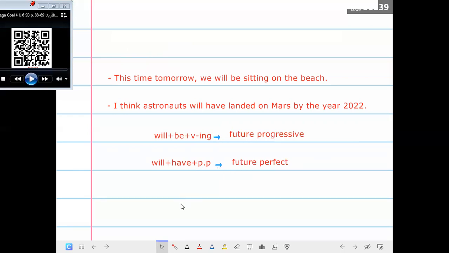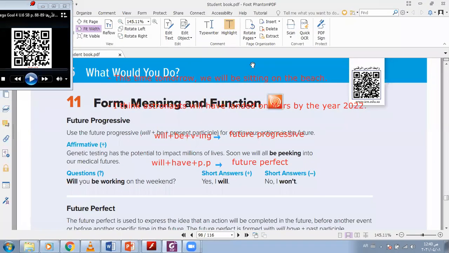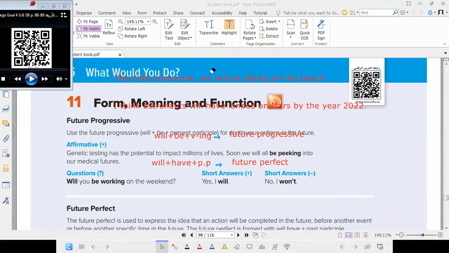ممتاز يا شباب. طيب now let's go to your student book on this page to see or watch or revise what we said. نراجع بس اللي احنا قلناه كده مع بعض في كتاب الطالب. طيب لو ركزنا كده بيقول لي الفيوتشر بروجريسيف يوز ذا فيوتشر بروجريسيف ويل بي بريزنت بارتيسيبل. طبعا لما يقول لك بريزنت بارتيسيبل يعني بيتكلم عن الاي ان جي اللي هو الفيرب اي ان جي. طيب بنستخدم ويل بي والفيرب اي ان جي for continuous actions in the future. طبعا في حاله الاثبات زي ما احنا قلنا بتبقى will وبعدين اجيب بي وبعدين الفيرب اي ان جي.